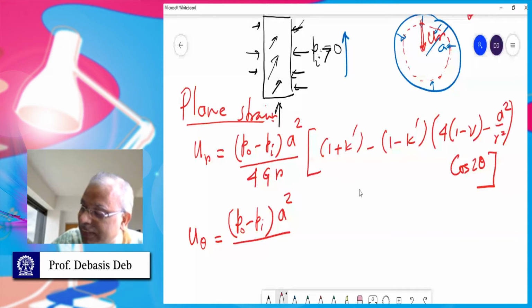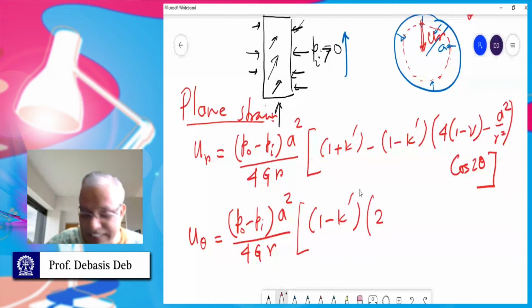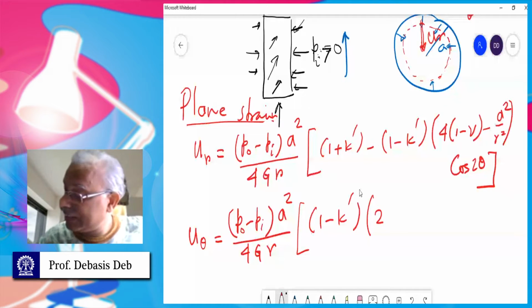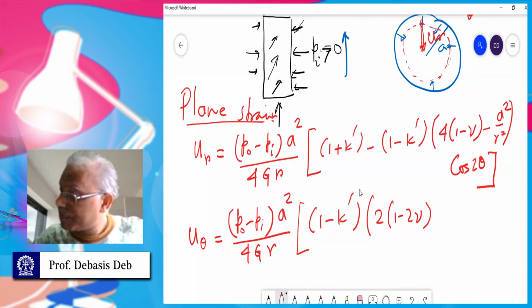Can anybody tell me what is G? Modulus of G. Right, and that is E by 2 into 1 plus nu. Okay. It's the same formula. Plus A square by R square.